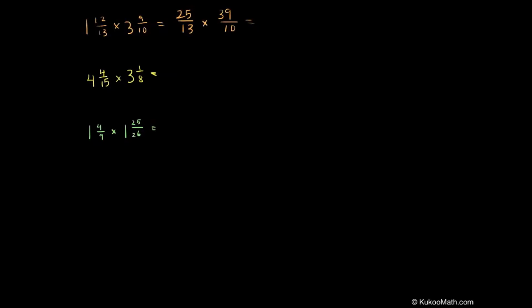Now since they're both in improper form, we can simplify. 13 and 39, we can divide these by 13. So this becomes 1 and 39 becomes 3. 25 and 10 we can cross out. Divide both of these by 5. So 10 becomes 2, 25 becomes 5. Now we have 5 over 1 times 3 over 2.